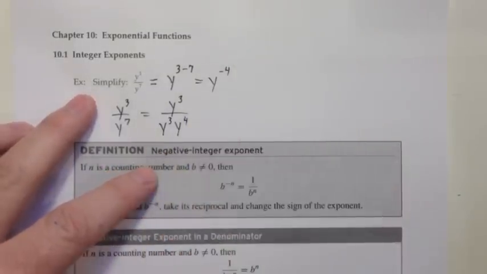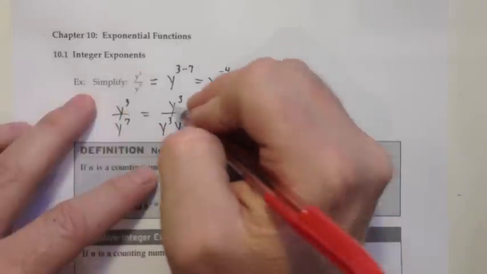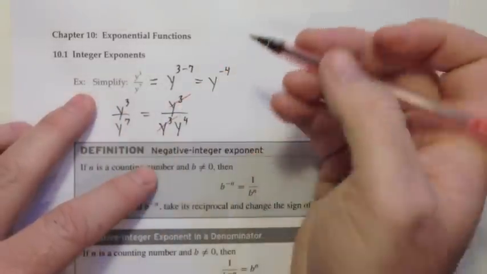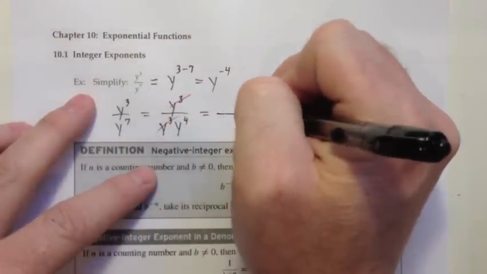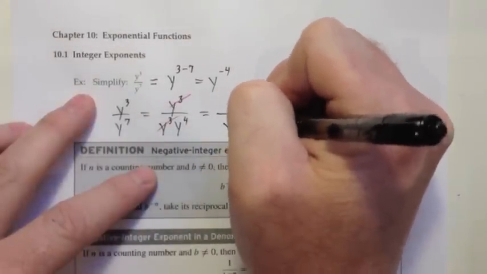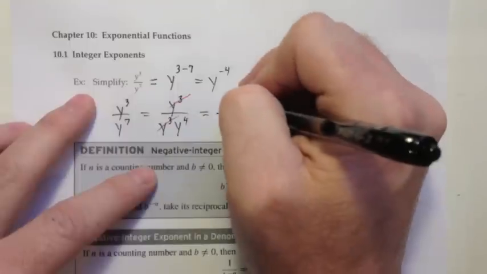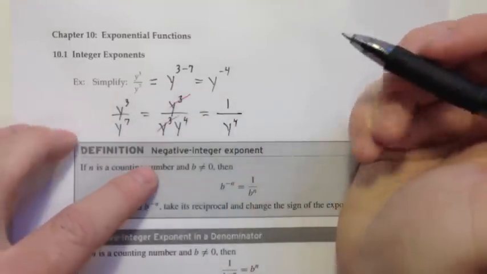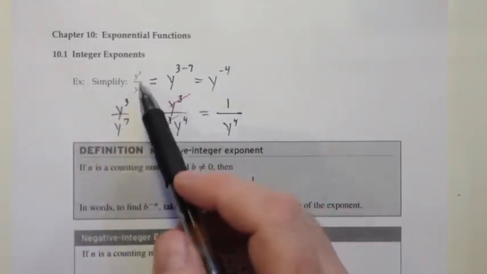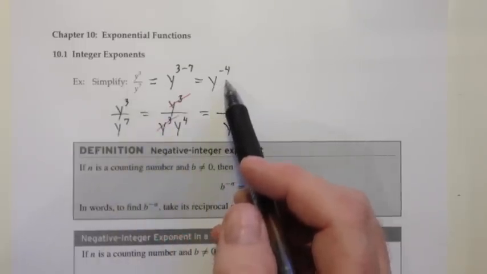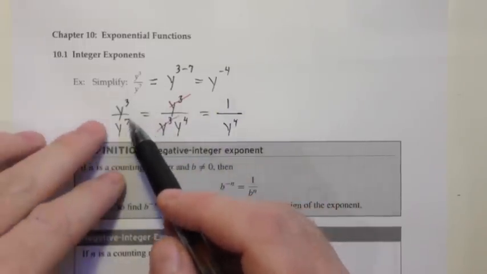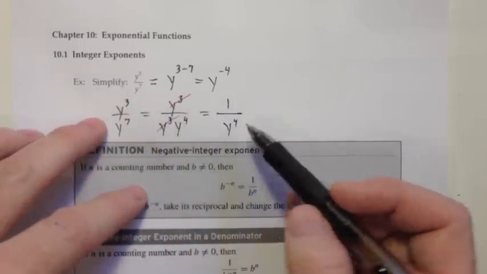And then at that point I could say this y to the third cancels that y to the third. So then what's left over? Well, in the denominator there's a y to the fourth. In the numerator everything's canceled, but when that's the case there's still a 1. So notice both times I started with y to the third over y to the seventh. One time I got y to the negative 4. The other time I did the work a different way and I got 1 over y to the fourth.